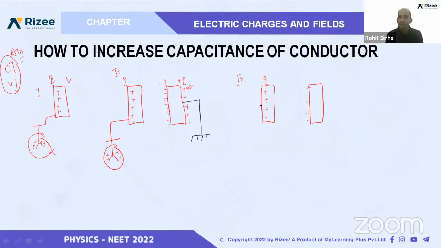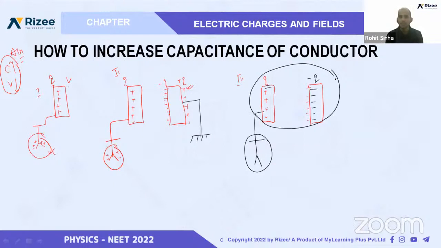So if we earth the other side of this plate, only the negative side charge will remain here, and we will see that the deflection of this gold leaf electroscope is minimized. So what we came to know is that when the arrangement of conductors is done in such a way that one has positive Q charge and another has minus Q charge, then this arrangement of conductors will have minimum potential.